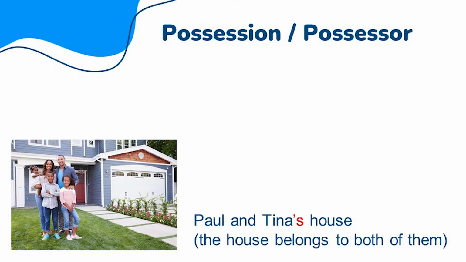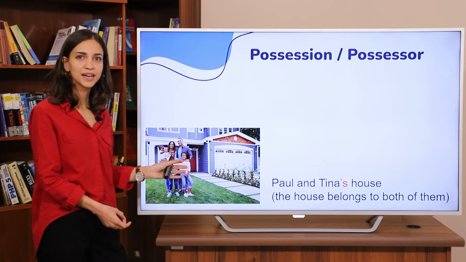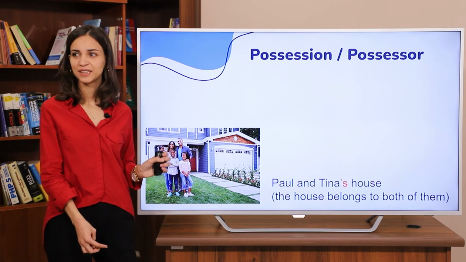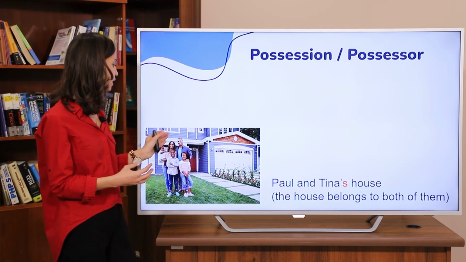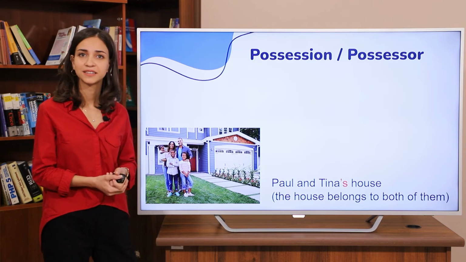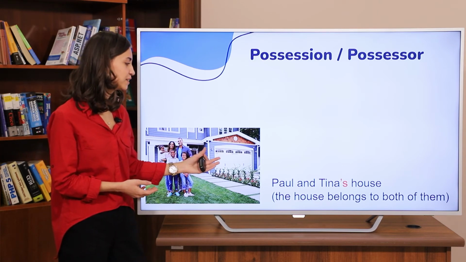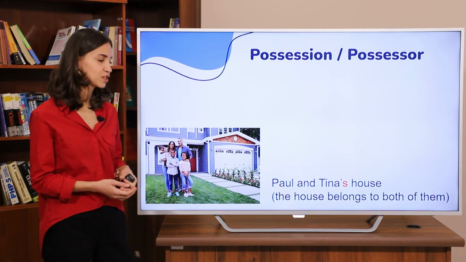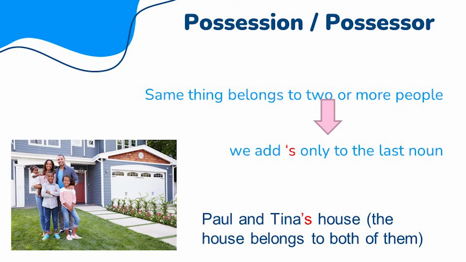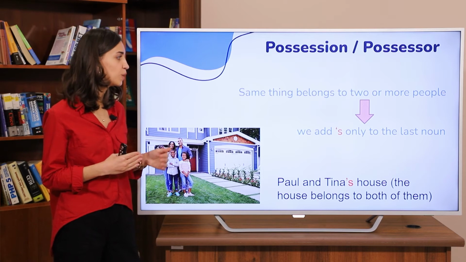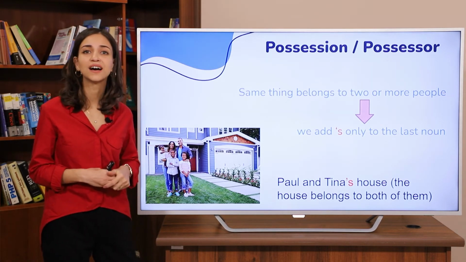So, my dear students, let's look at this picture. How many people can we see here? The woman, the husband, and the children. Can we see many houses or one house? One house. So, how can we say that this house belongs to Paul and Tina? In this case, we say Paul and Tina's house. It means that the house belongs to both of them. What is the rule? When the same thing belongs to two or more people, we add apostrophe s only to the last noun.